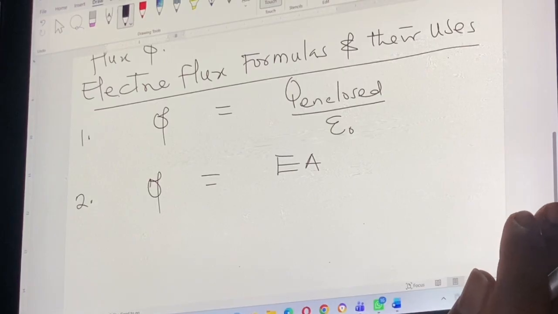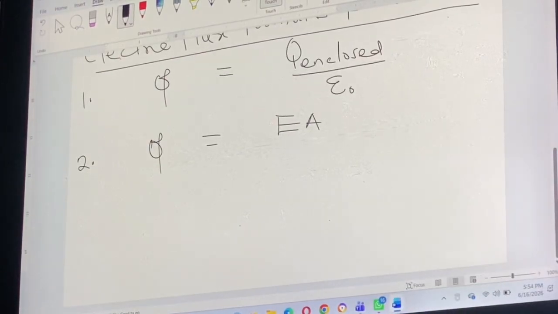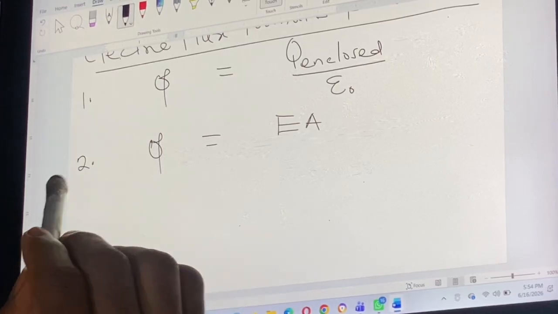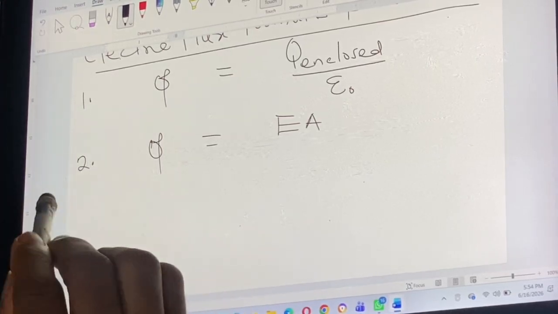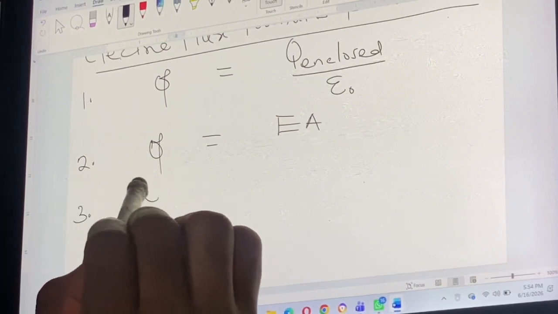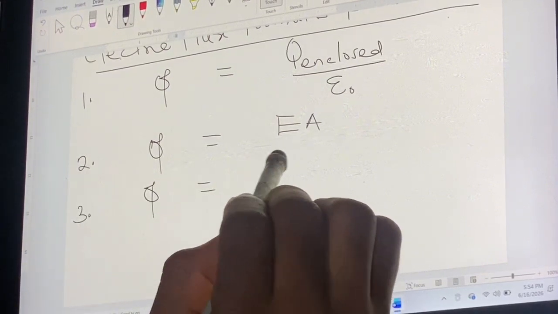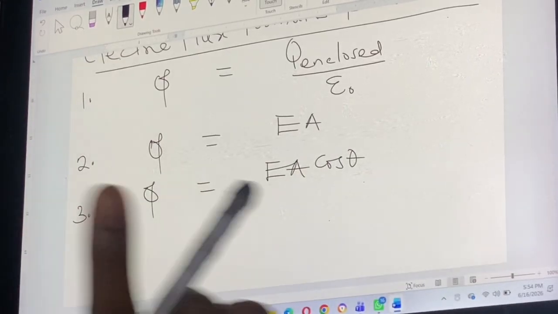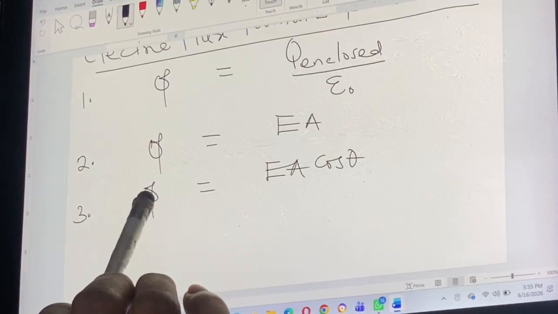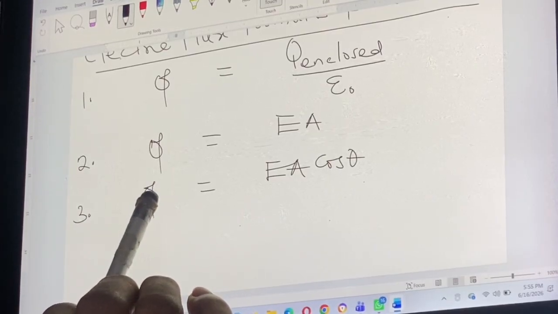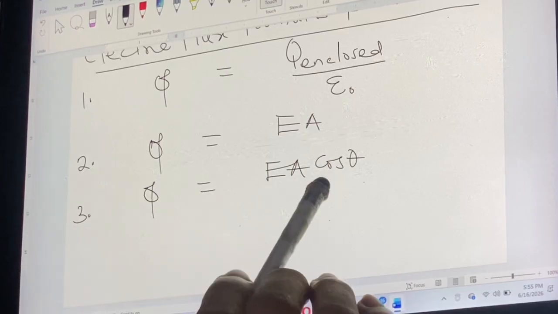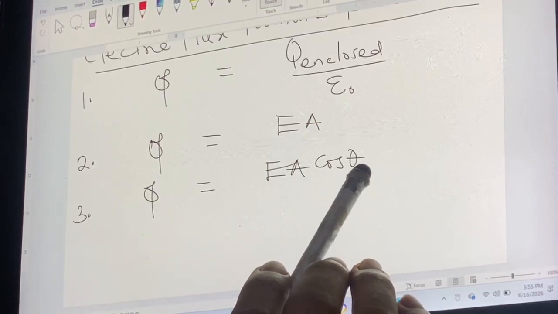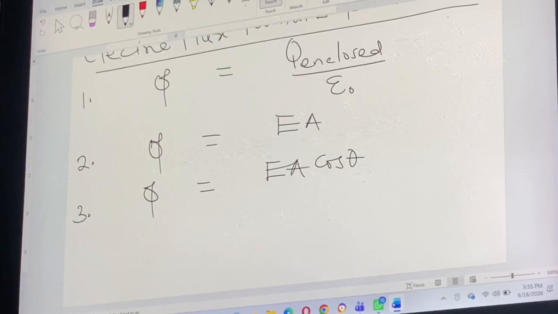Now, sometimes you'll be given an angle and asked to find electric flux. Whenever you're asked to find electric flux when an angle is given, that is the third formula, which is phi is equal to EA cos theta. Why we use this cos theta is that electric flux is a scalar quantity, and every scalar quantity will always have an angle of cos theta. Please don't forget that.